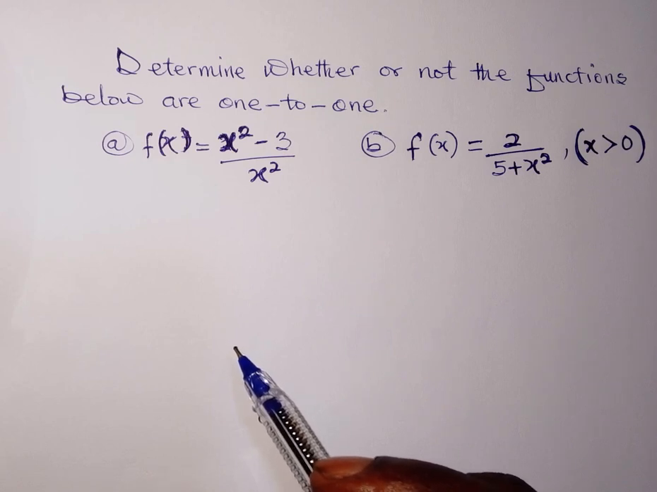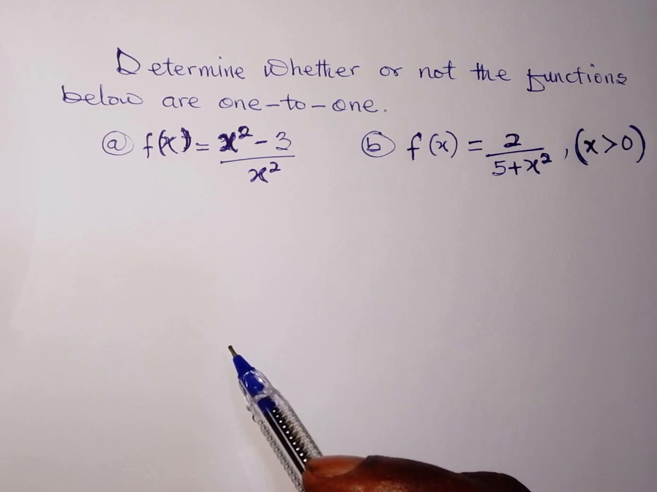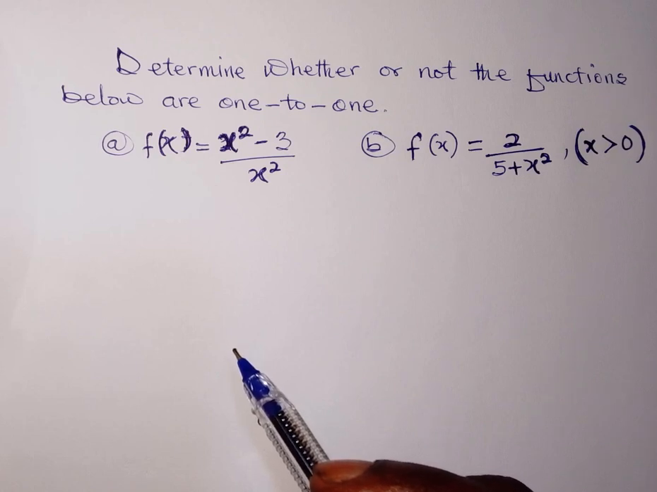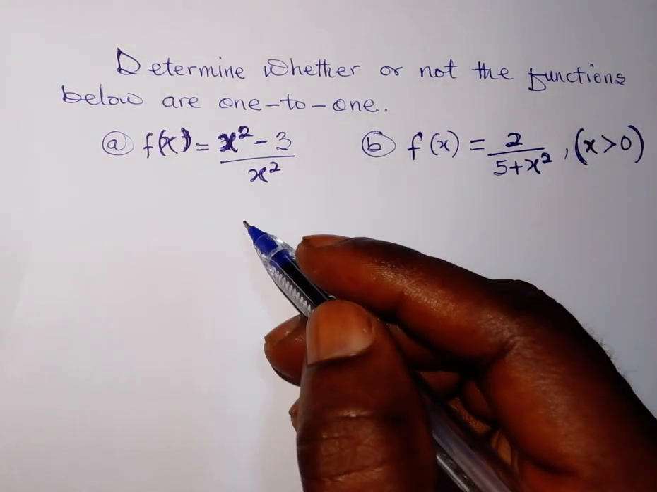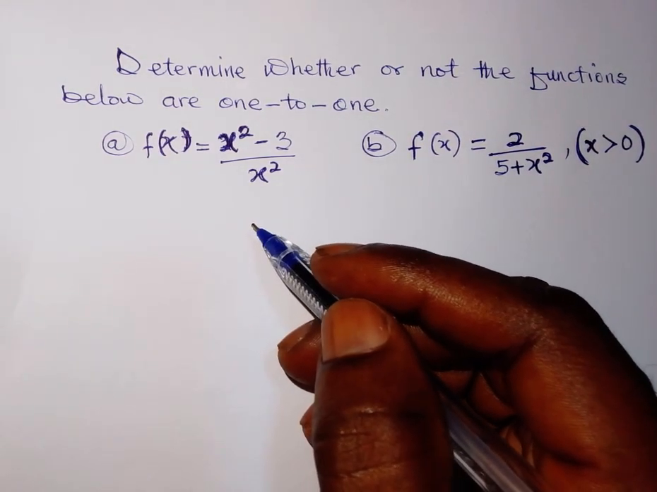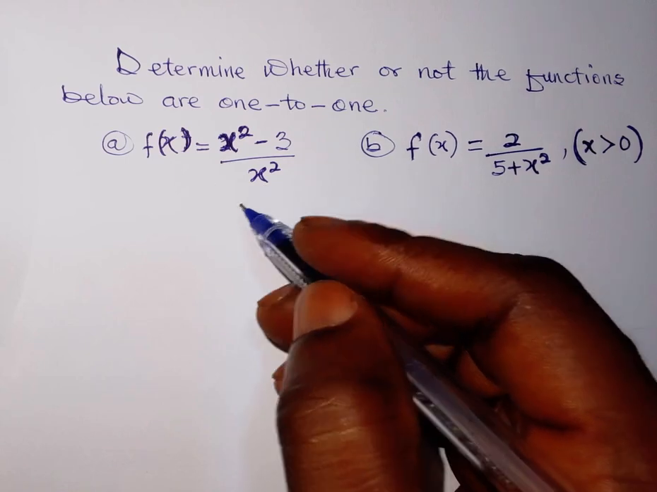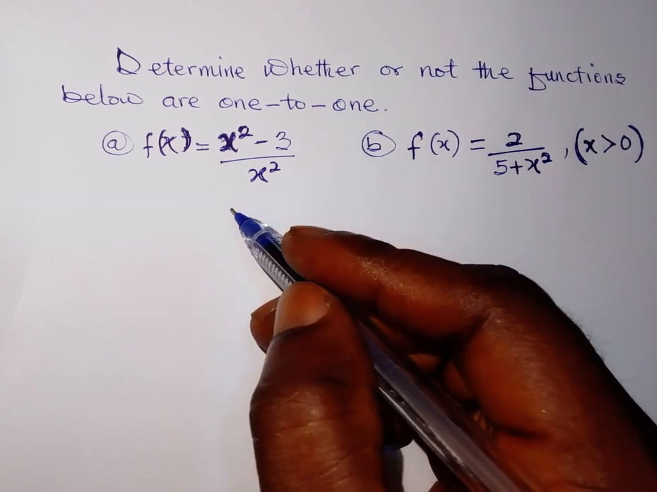We've done this in our previous lesson. We looked at how we can prove algebraically when a function is one to one or not, and that is what we are going to use to determine if these functions are one to one. In our previous lesson, we said that for a function to be one to one, it should be. So let me begin with our solution.